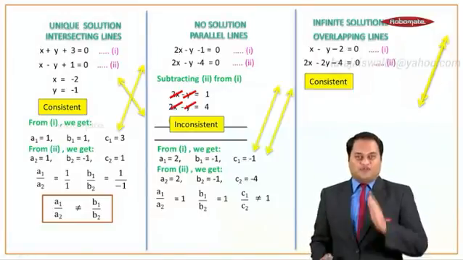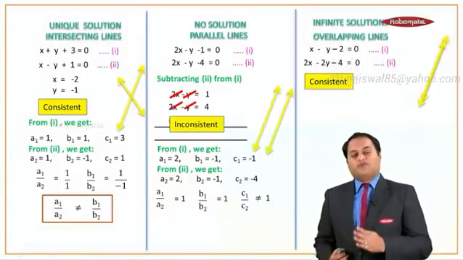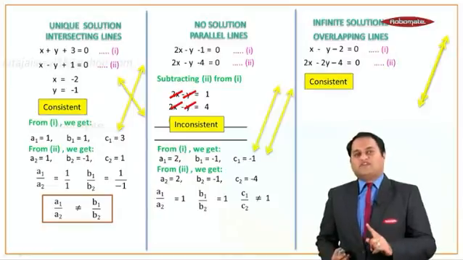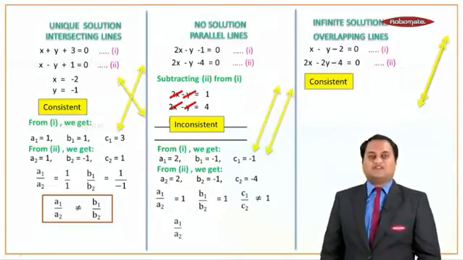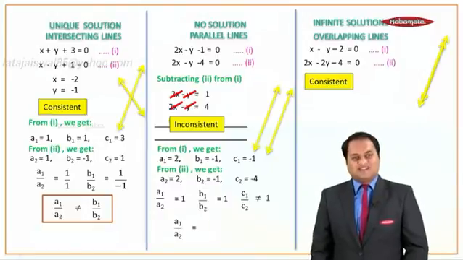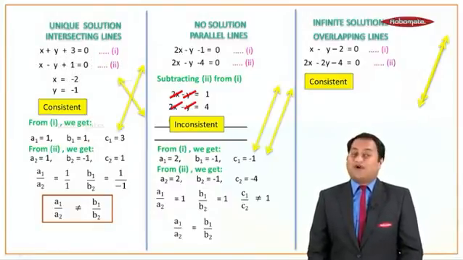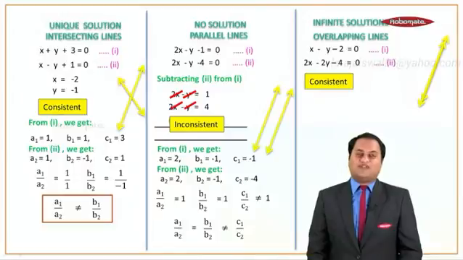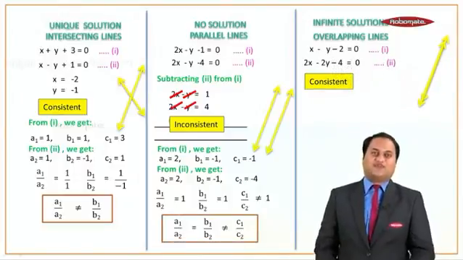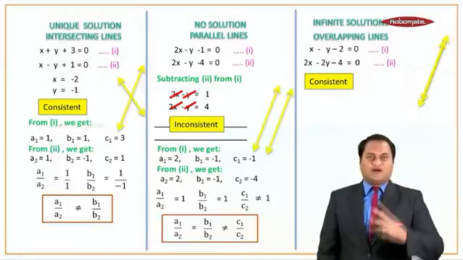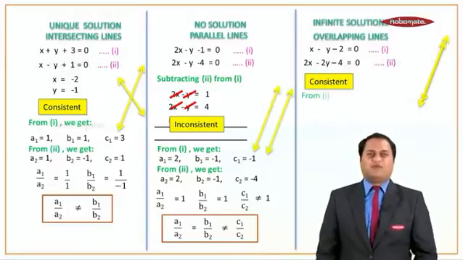So what do we observe? A1 upon A2 is 1, B1 upon B2 is 1, but C1 upon C2 is not equal to 1. So the conclusion is A1 upon A2 is equal to B1 upon B2, but it's not equal to C1 upon C2. The equations have got no solution. That's the condition for no solution. Third, you must have guessed it right by now.